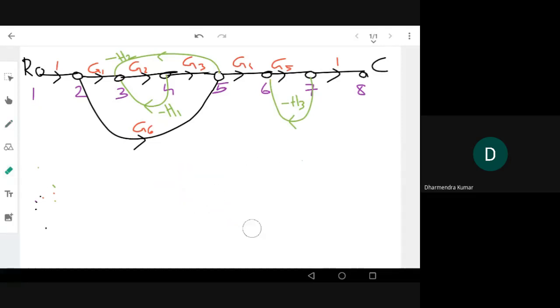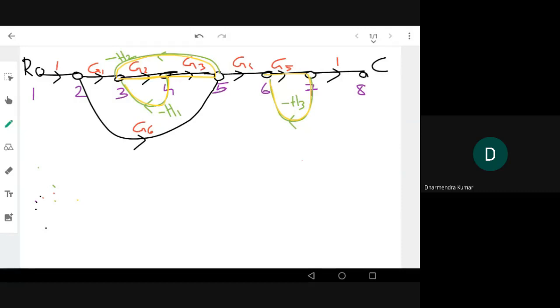What are the 3 loops? One is G2, G3, and minus H2. This is the one loop, the first loop, the most simple loop. Second loop is you go here and come back through H2. Third loop is G5, you come back through the minus H3 gain. Okay, we have 3 loops. This is not a loop. The path through G6 is not a loop. It is a forward path. Okay, now we have 3 loops.